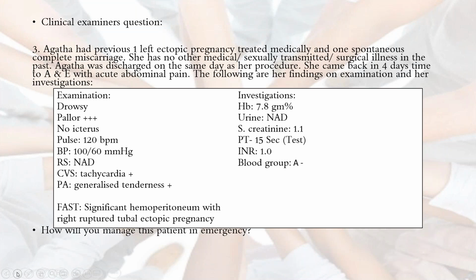Okay. So Agatha had a previous left ectopic pregnancy treated medically and one spontaneous complete abortion previously. She has no other medical illnesses or any other significant history. She was discharged on the same day as the procedure, that was the D&C, and she came back in 4 days' time to the A&E with these complaints and these findings. Now, how will you manage her?